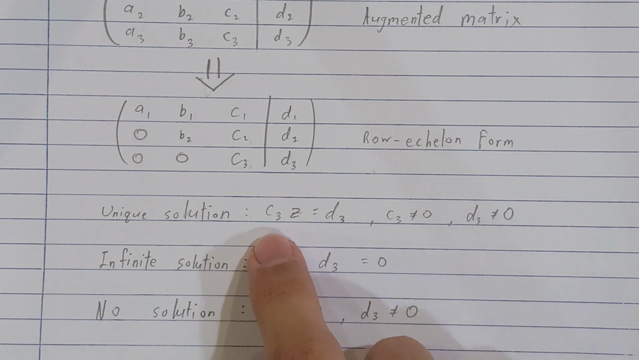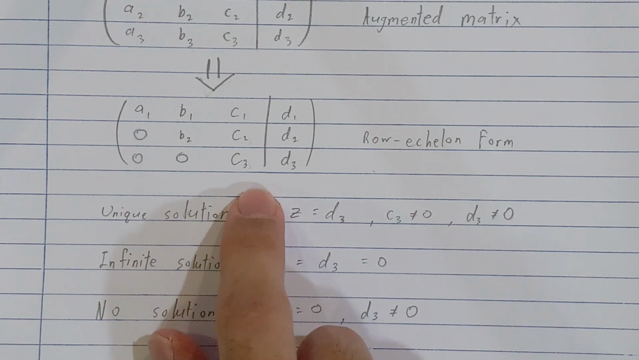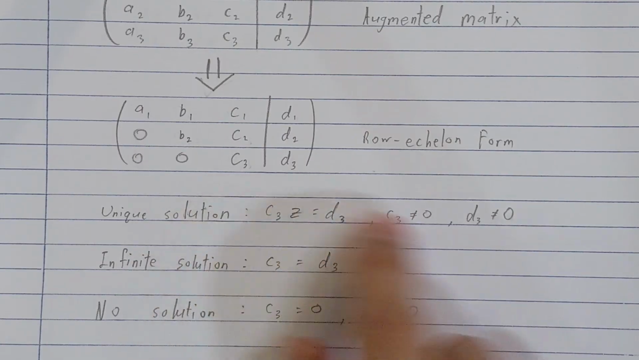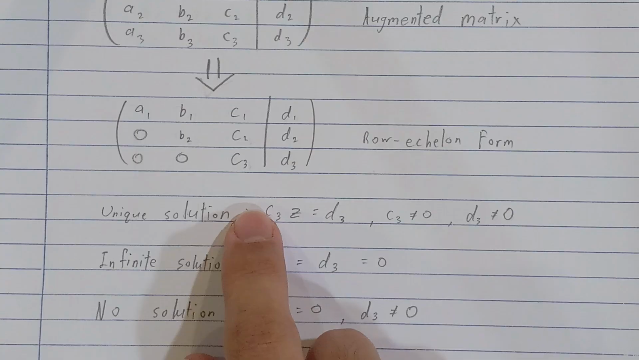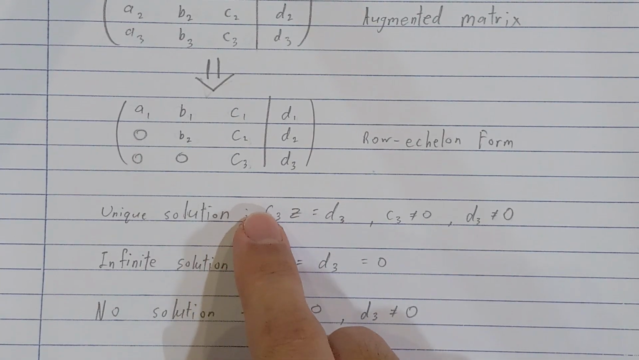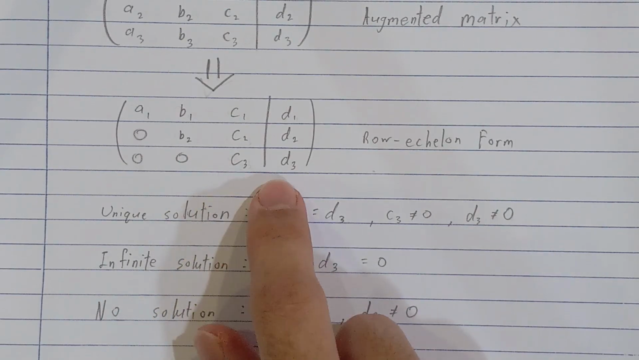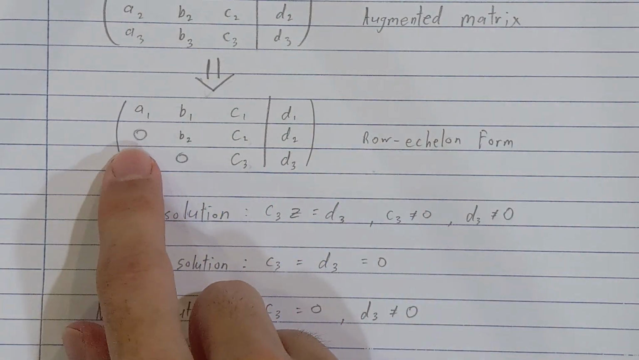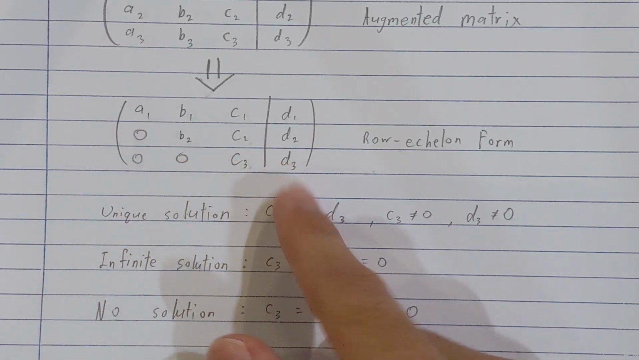The unique solution is where this value right here next to 2 zeros, C3Z equals D3, where neither of them can be 0. Your Z value will have a unique solution, meaning it possesses only one value. Next is the infinite solution, where C3 and D3 are both 0, meaning that your row echelon form will have 5 zeros here. 1, 2, 3, 4, 5.